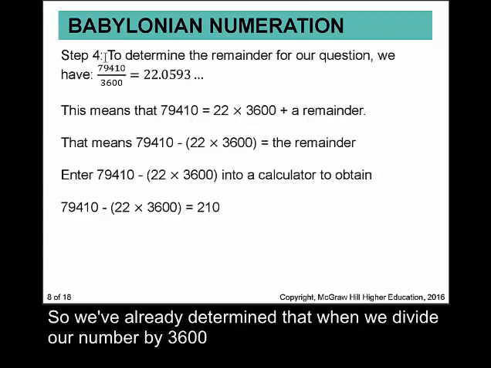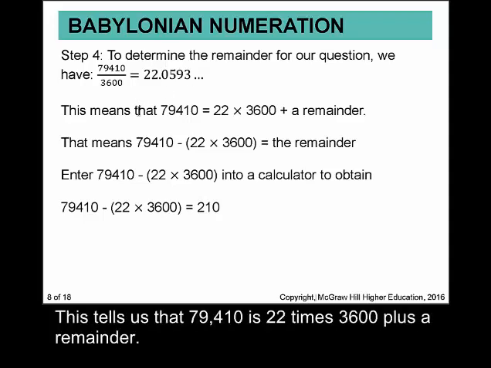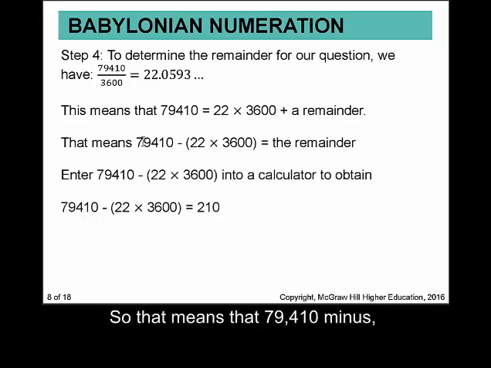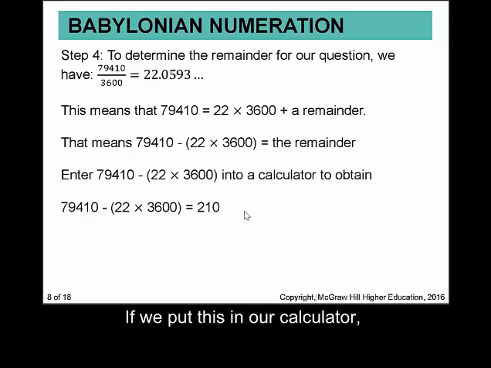So we've already determined that when we divide our number by 3,600, we get 22 and some decimal. This tells us that 79,410 is 22 times 3,600 plus a remainder. So that means that 79,410 minus 22 times 3,600, we just move this to the other side, is the remainder that we want. If we put this in our calculator, we'll see that our remainder is 210.